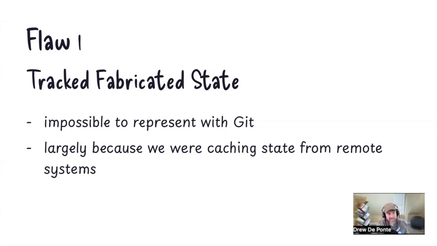So it's like state that we made up, state that's impossible to get or represent from Git. And this was largely because we were also caching state from remote systems. For example, GitHub would know about the fact that a pull request was created, but Git itself has no knowledge of that, right? And we would cache locally in Git Patch Stack state that a pull request was created. So we're effectively caching that state, and that just creates more opportunity for state to be out of sync because we're not getting it from the source of truth.